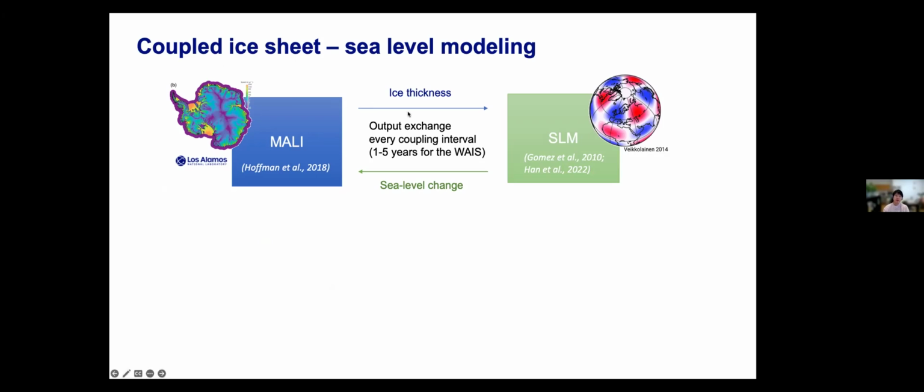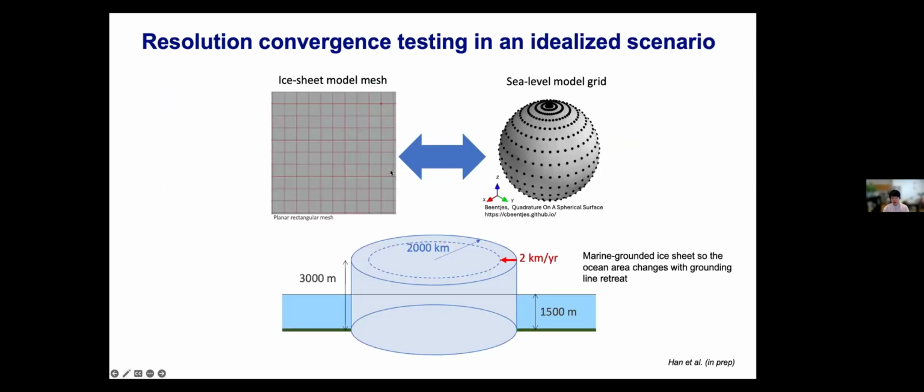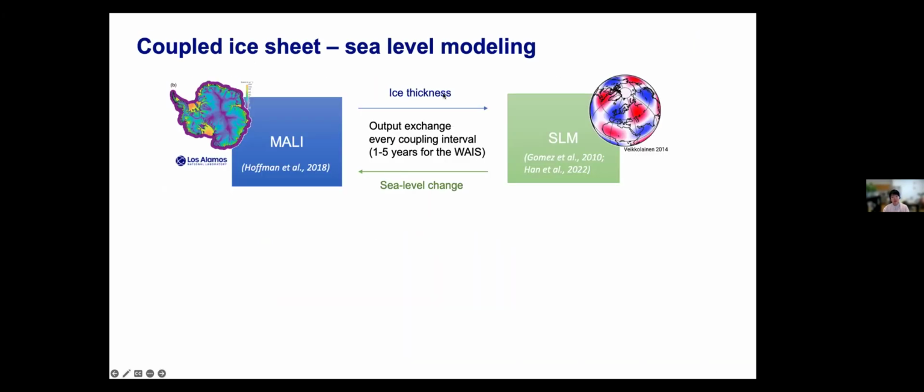The ice sheet model provides the sea level model with ice thickness, and the sea level model then captures the thickness changes and solves the sea level change associated with ice sheet changes. Then it feeds back to the ice sheet model how much sea level has changed. This exchange interval could vary between 1 to 5 years. We typically use 5 years because in West Antarctica the solid Earth response is pretty fast.